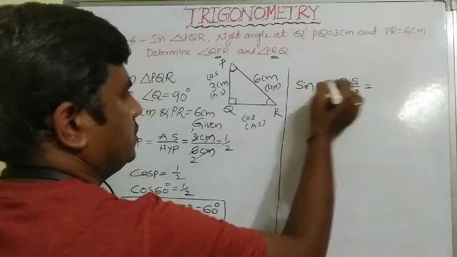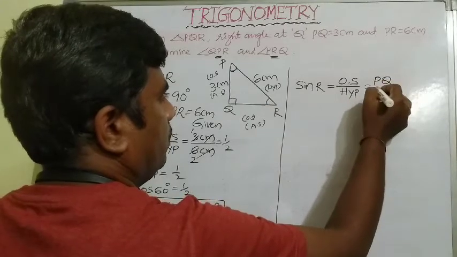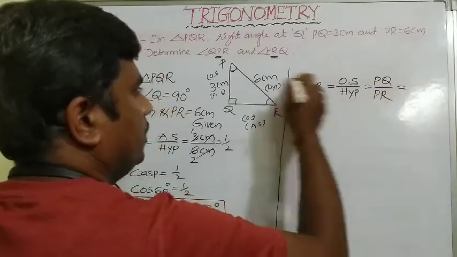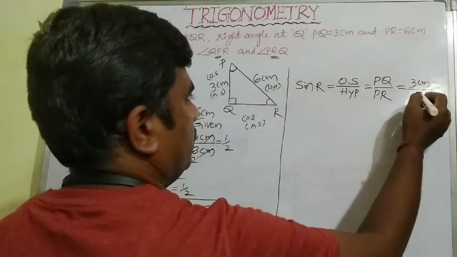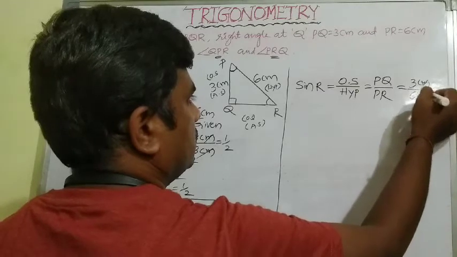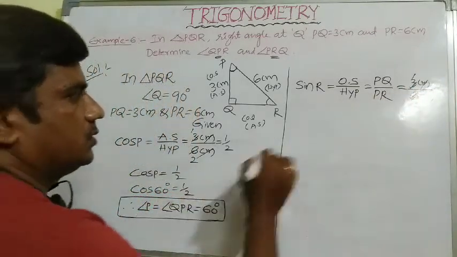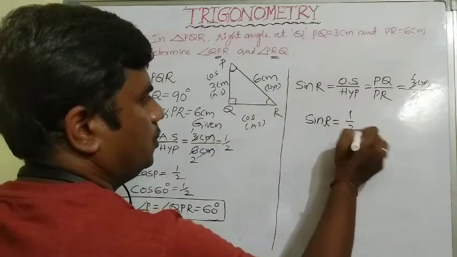So here the opposite side to angle R is PQ, and the hypotenuse is PR. So PQ length is 3 centimeters and PR length is 6 centimeters. Centimeter gets cancelled. 3 ones are 3, 3 twos are 6. So here sine R equals 1 by 2.